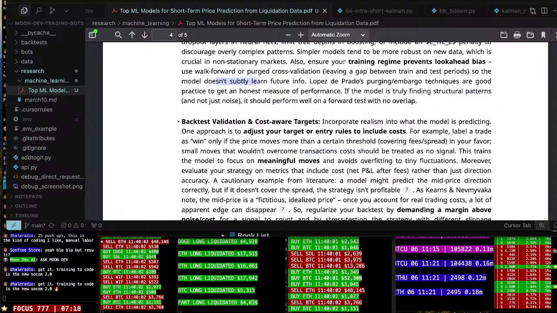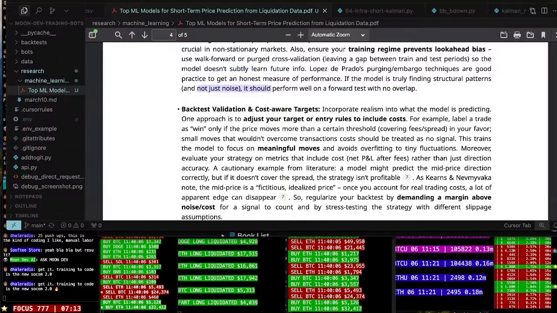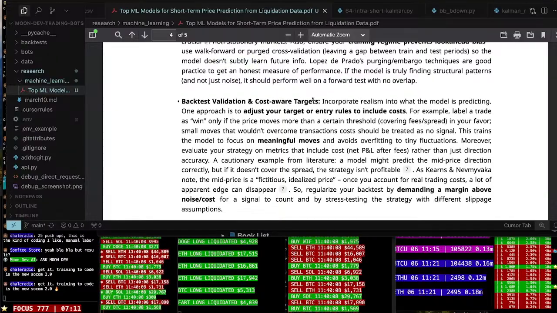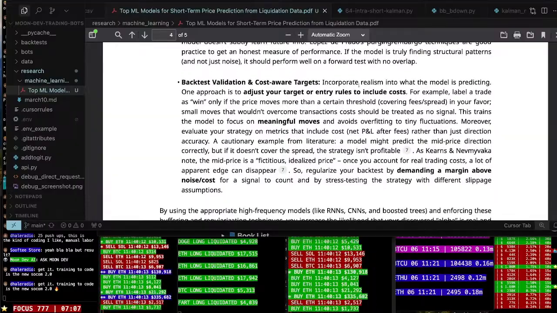If the model is truly finding structural patterns and not just noise, it should perform well on a forward test with no overlap.